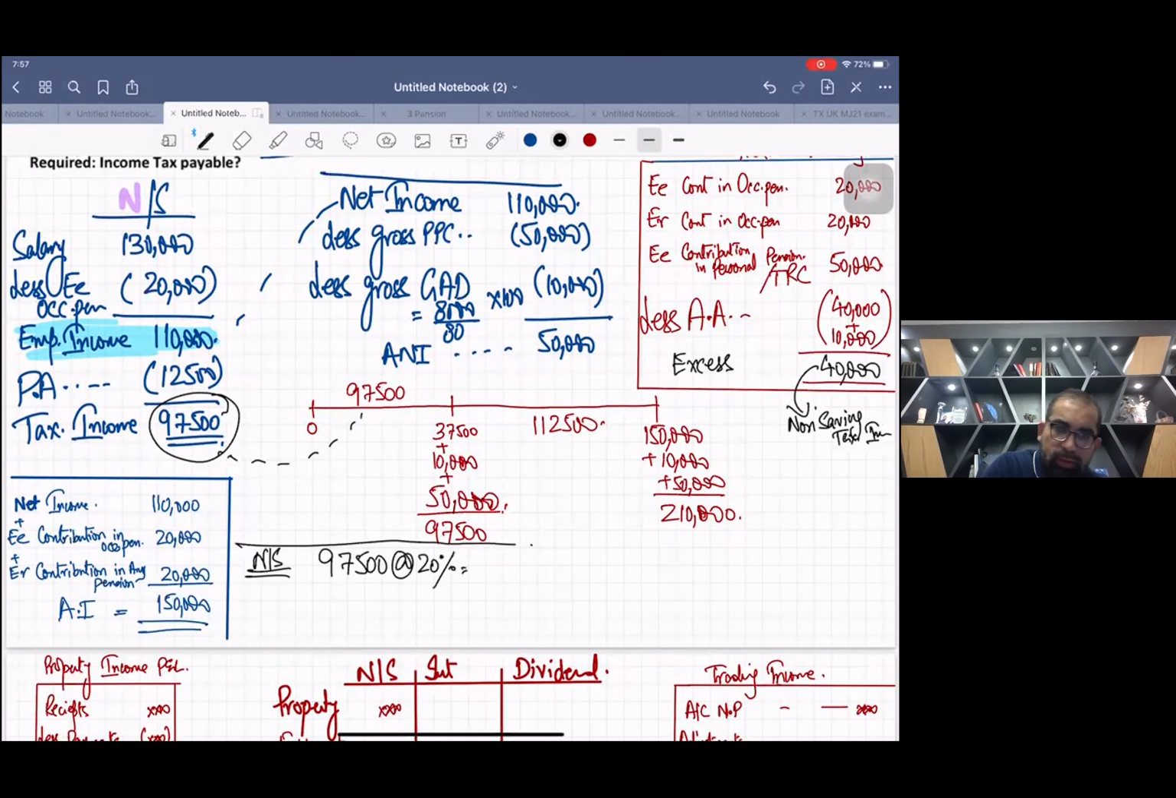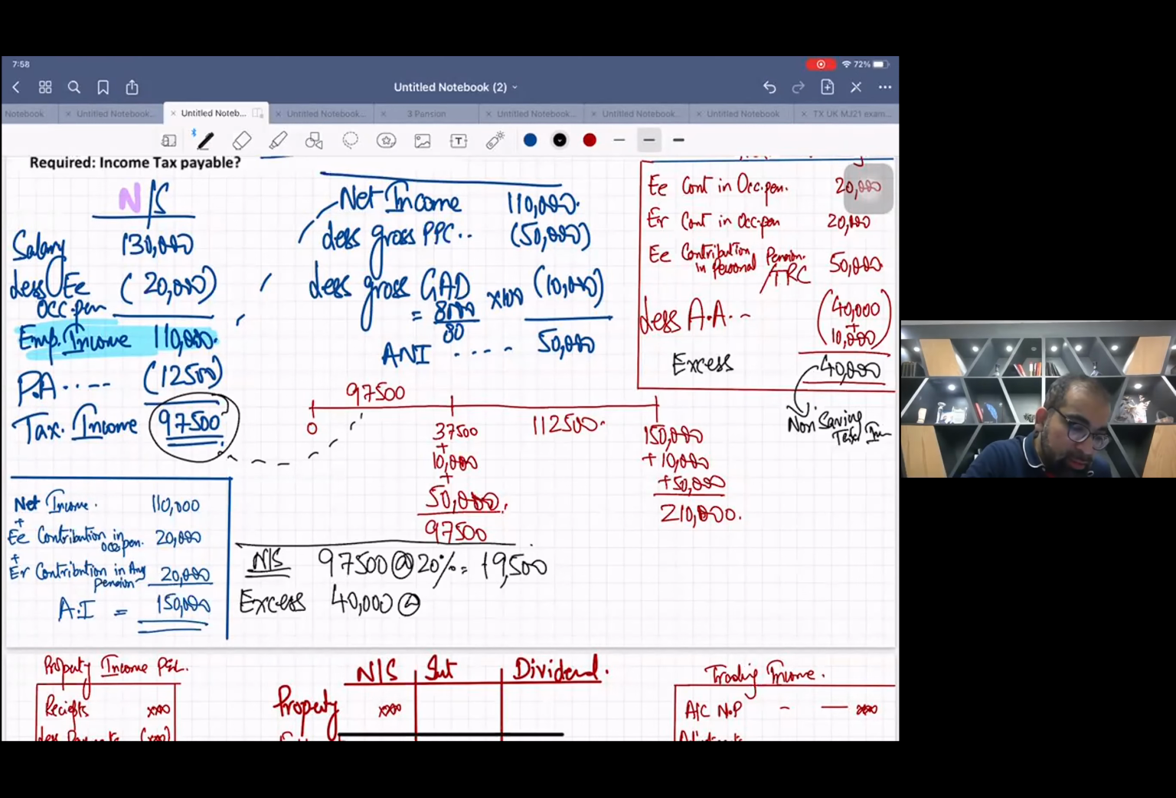97,500 times 20% is 19,500. Now, normal tax computation is done. Now let's do the excess charge. How much is the excess? Excess is 40,000. And now you have to treat this excess as non-saving taxable income.